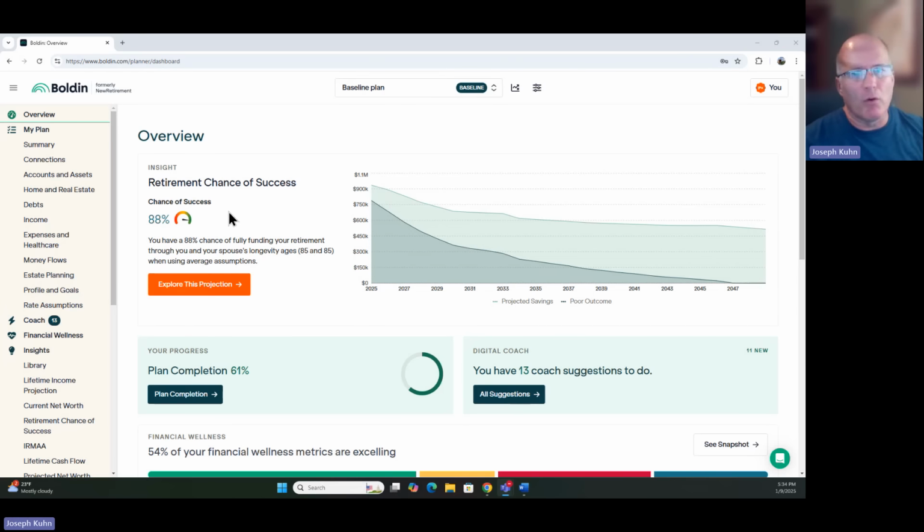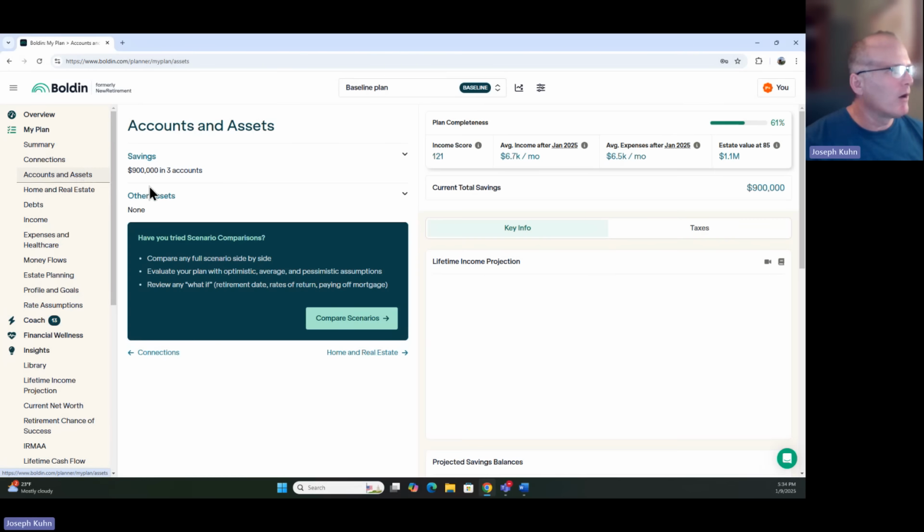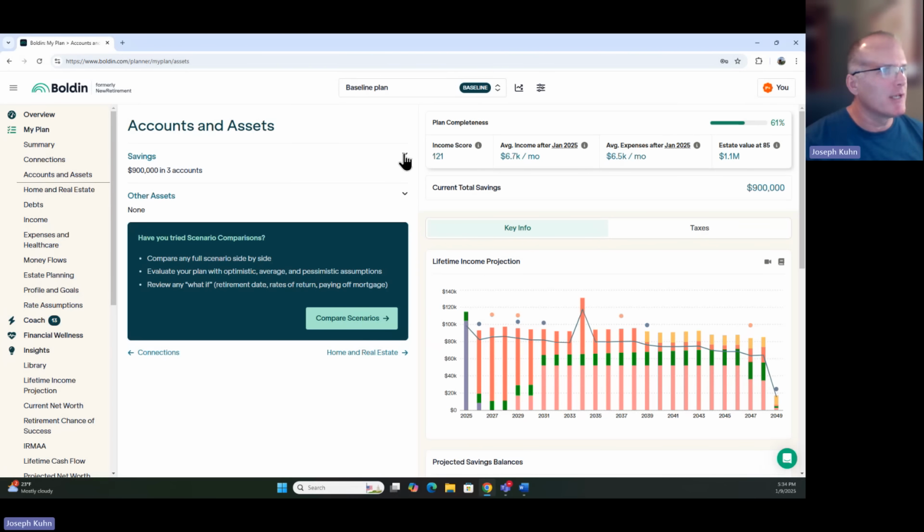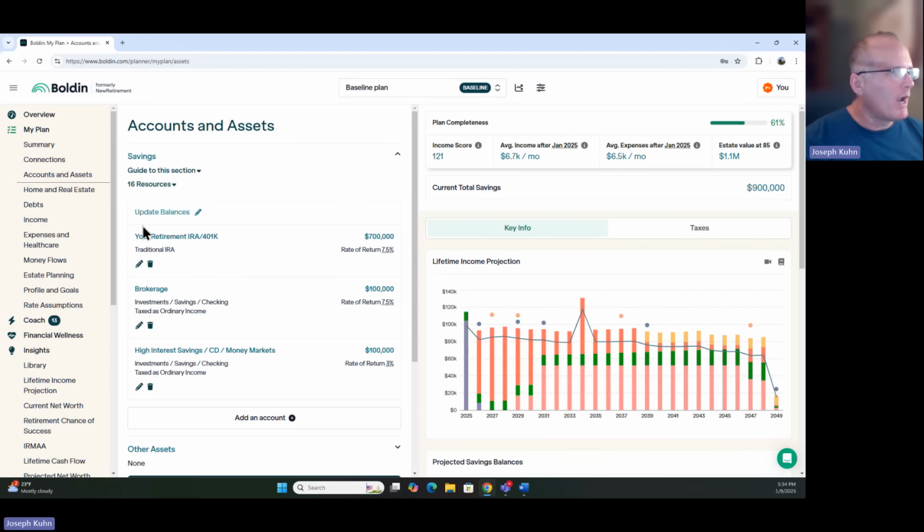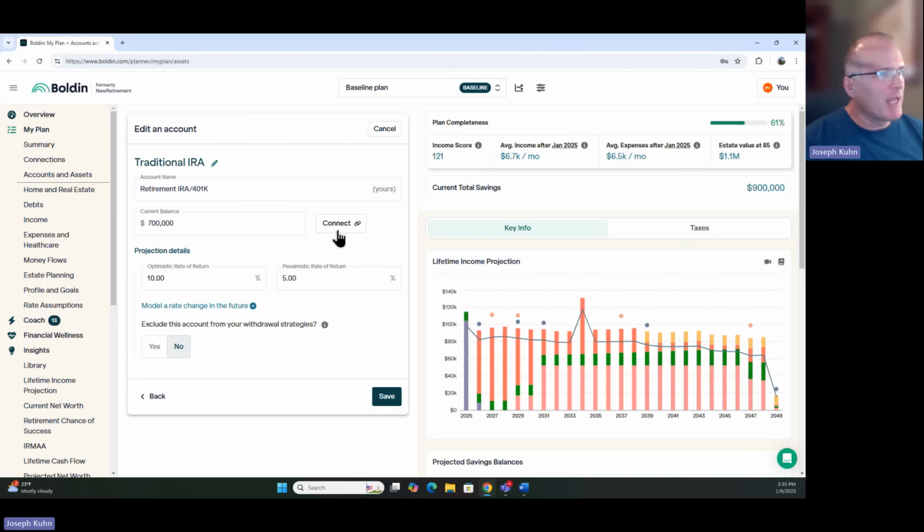I'm not going to cover the whole package. I'm just going to go into the assumptions. So here we are on the accounts and assets that we have. So right here is my, and you can add many accounts here. This is just the three I used for this example. You know, the IRA, 401k. I said this person or this couple, they're 61 years old, by the way. The spouse is 2 years older in this example. $700,000, and you can link the account.